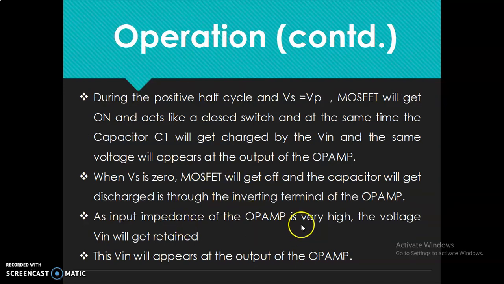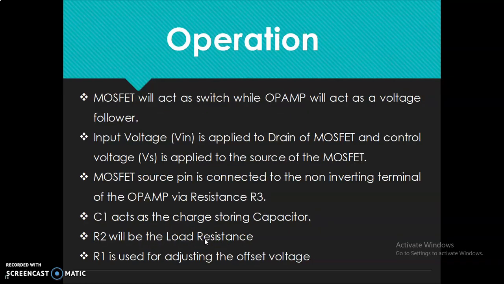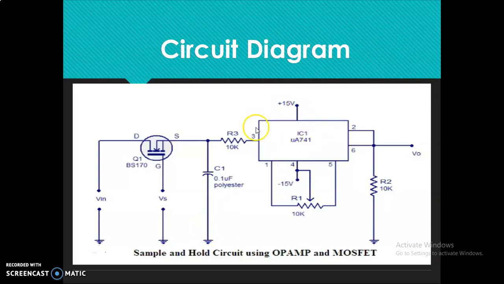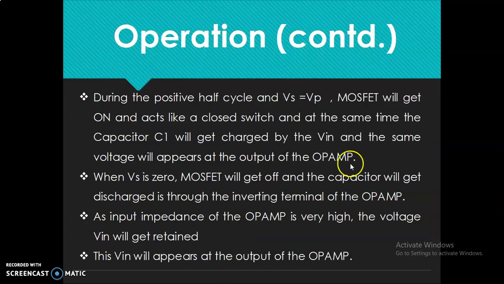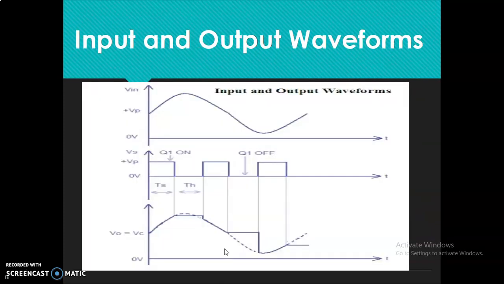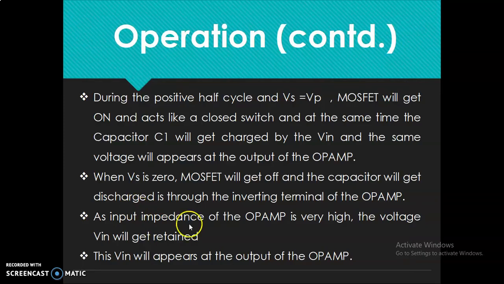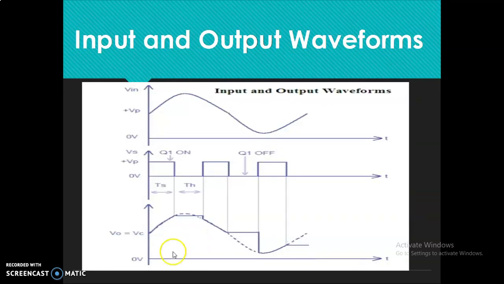As the input impedance of the operational amplifier is very high, the voltage V input will get retained. As we know, in case of the ideal operational amplifier, input resistance is almost infinite. So in practical case, it is very high. So this voltage will remain at the output. This V input will appear at the output of the operational amplifier.